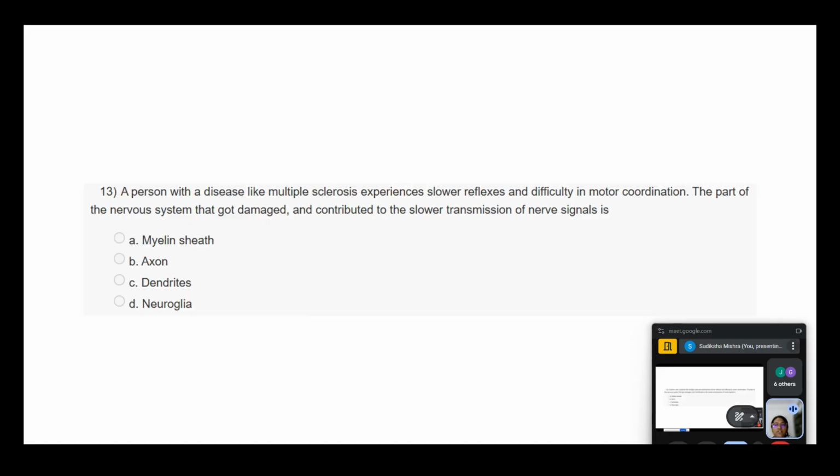A person with a disease like multiple sclerosis experiences slower reflexes and difficulty in motor coordination. The part of the nervous system that got damaged and contributed to lower transmission of nerve signals is: myelin sheath, axon, dendrites, or neuroglia. The answer is myelin sheath.